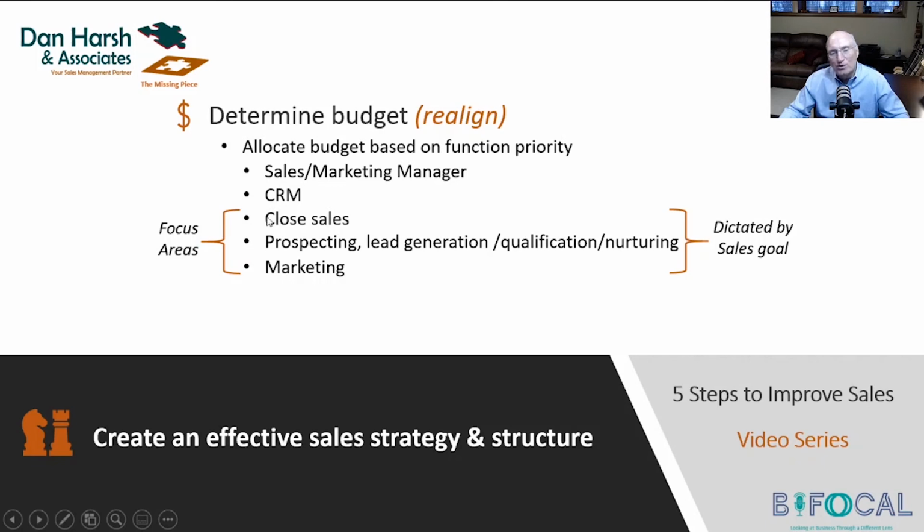This area here is where you're going to probably be able to spend a lot more time reallocating those sales dollars. As you realign your existing budget, how much of that is going to go to closing new sales? How much of that is going to go to finding new sales? How much of that is going to your marketing efforts? This is probably the area that I would be spending time in. How much time and how many dollars am I going to allocate to these three areas? Once again, that decision's probably going to be dictated by your sales goal.